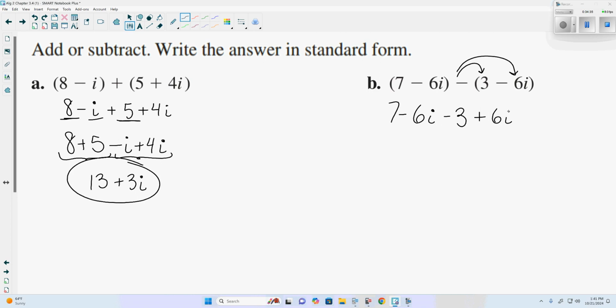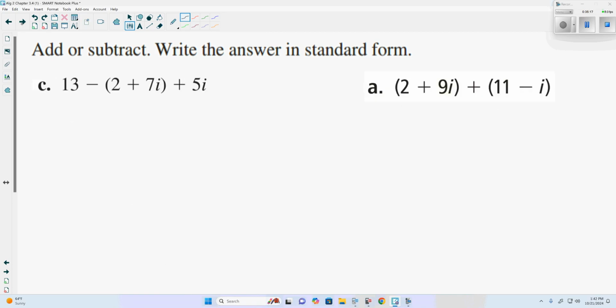What are our like terms? 7 and negative 3, yes? What is 7 minus 3? 4, okay? Negative 6i plus 6i. What is negative 6i plus 6i? It is 0. So our answer is what? 4. That's it. Be ready for the next one.